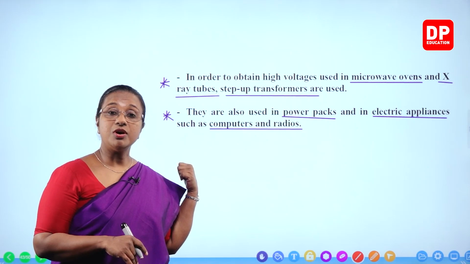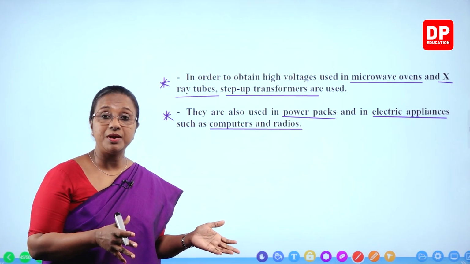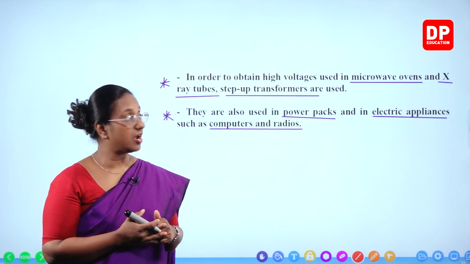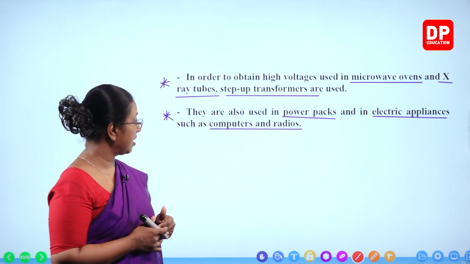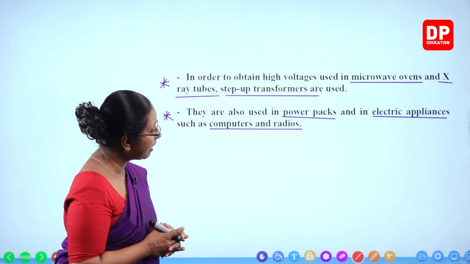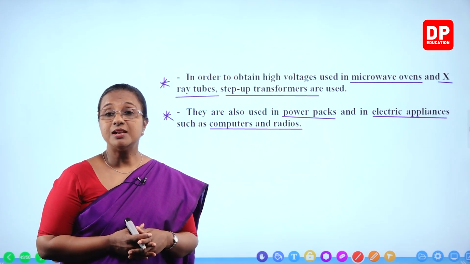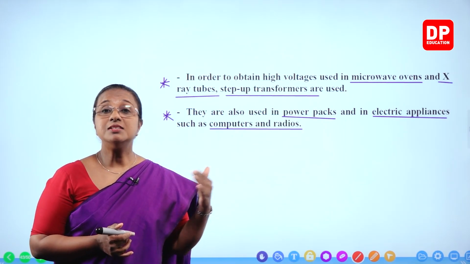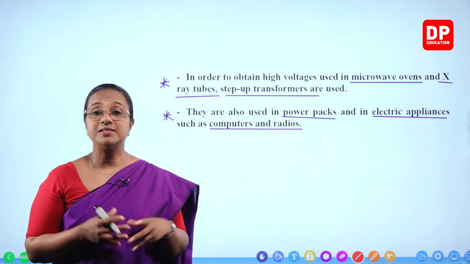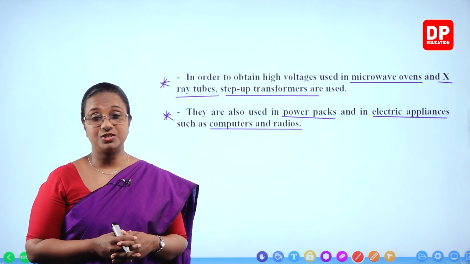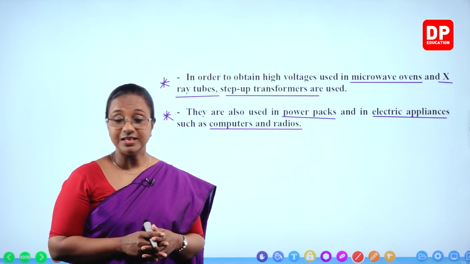So earlier we saw in the distribution of electricity to households, they use step-up and step-down transformers. Then in microwaves and X-ray tubes, they use step-up transformers. The same way in power packs, for computers and radios, they usually use step-down transformers. So like that, transformers have various applications. Is that clear, students? So with that, I'll move on to the next slide.